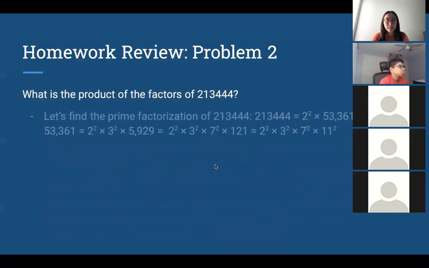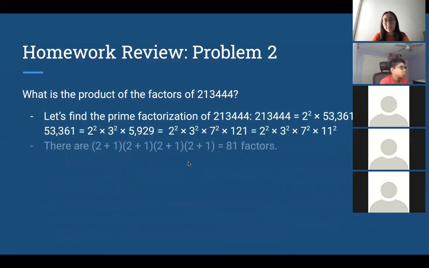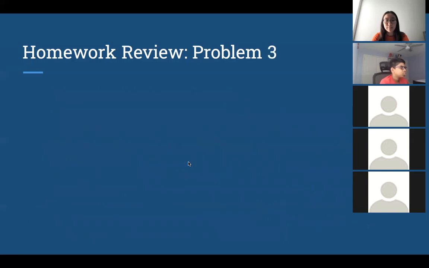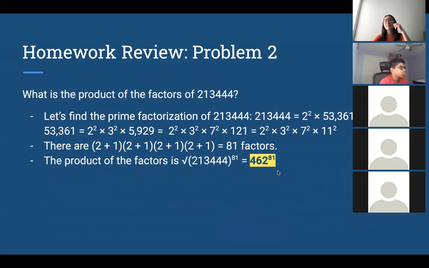And then for problem 2, the product of factors, well, to find that, you have to find the prime factorization, then find the number of factors, and then the equation for the product of factors of 213,444 is the square root of 213,444, all raised to the power of 81. And so our answer, which we don't want to multiply out all the way because that'd be ridiculously large, is 462 to the 81st power.